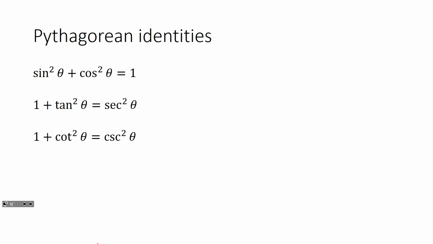So these are known as our Pythagorean identities. Notice the second one, 1 plus tangent squared is secant squared, and the third, 1 plus cotangent squared equals cosecant squared.